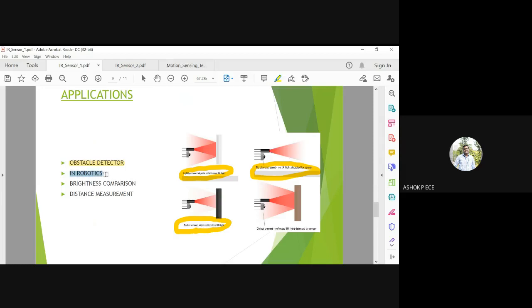So it is mainly used in robotics, brightness comparison, distance measurement. Distance measurement is simple. You send a signal, you receive it back. The infrared is going to travel at the velocity of light. The velocity of light is 3 × 10^8 meters per second. Correct? Velocity is known. So velocity equals distance by time. The time of emitting this light and the time of receiving this light is known. The difference is going to be the total time, t2 minus t1. So I know velocity, I know time, I can find the distance.